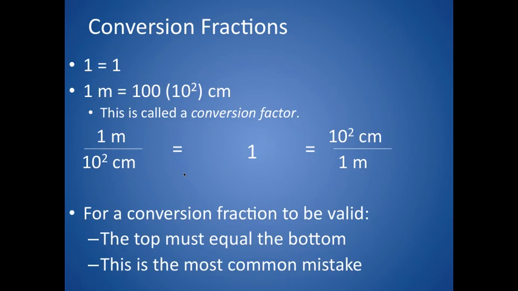Now, this is where the mistakes happen. The top actually has to equal the bottom. So to be a valid conversion, a valid way of going between units, it needs to be an equivalence. So the numbers that you use need to be carefully chosen so that the top does equal the bottom. And again, this really is the most common mistake. You got to ask yourself the question, does the top equal the bottom?